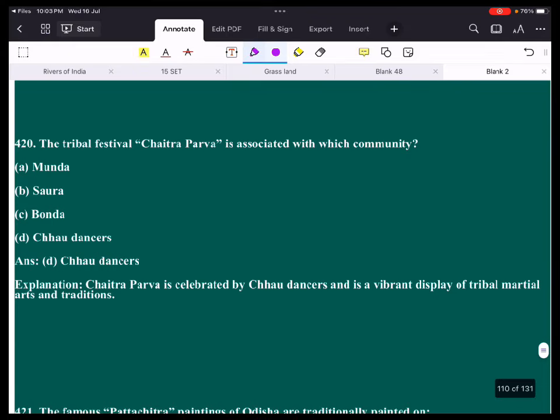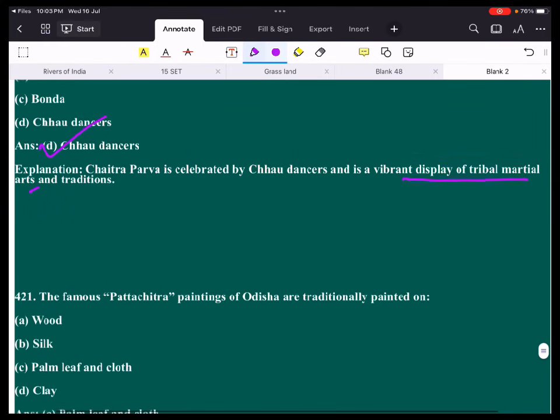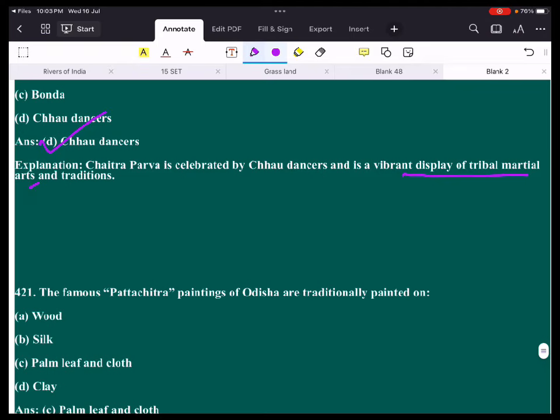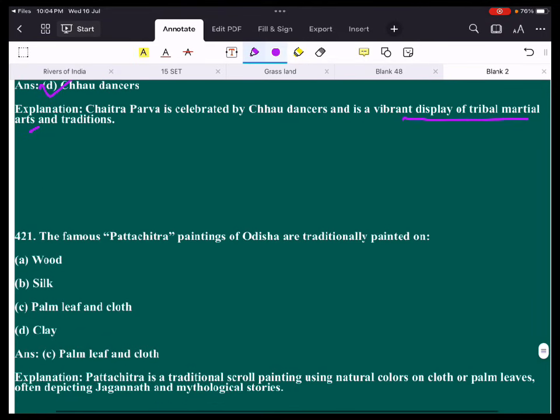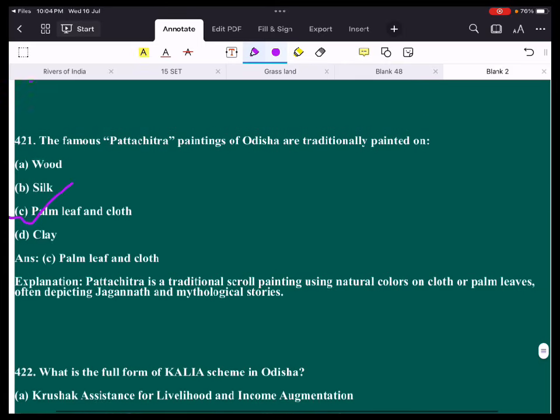The tribal festival Chhatar Parva is associated with which community? That is option D, Chhau dancers. Chhatar Parva is celebrated by Chhau dancers and is a vibrant display of tribal martial art and tradition. The famous Pattachitra paintings of Odisha are traditionally painted on palm leaf and cloth. Option C is the correct answer.